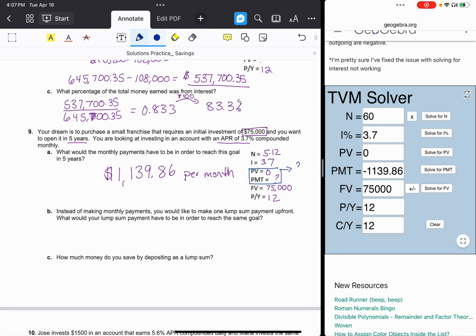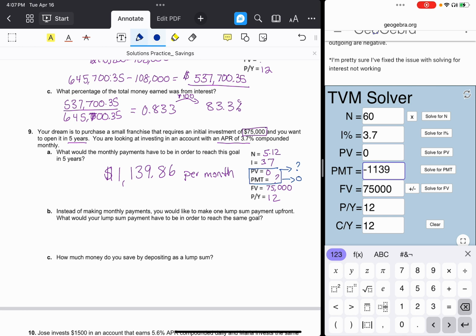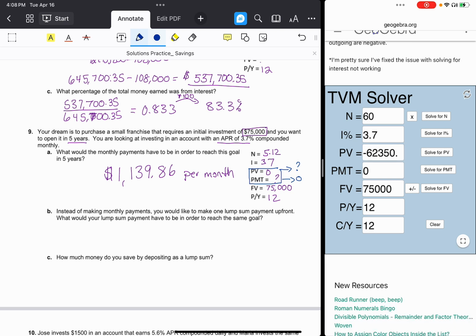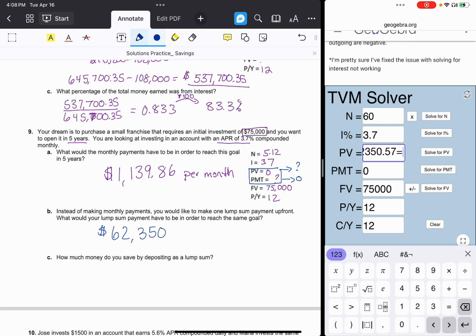We're going to change around these values right here. We're now looking for our present value, and our payment amount will be 0, so we're going to clear out our payment amount. This is the case where I don't clear out my entire time value of money calculator, just the values I need to clear out. And I see that I would need to make a lump sum payment of $62,350.57.